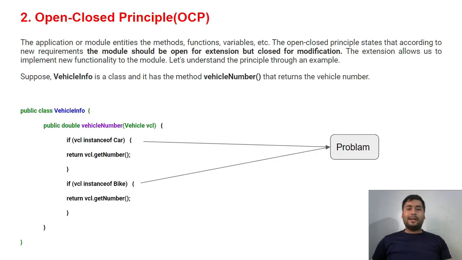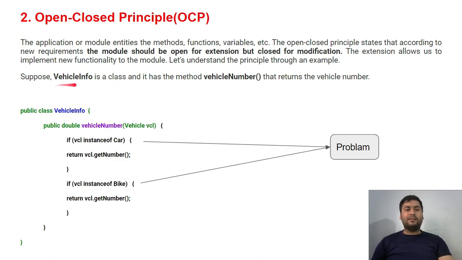Let's go and understand the open close principle. What is the open close principle? Basically, it applies to the application or module, entity, method, function, variable, etc. The open close principle states that according to the new requirement, the module should be open for extension but closed for modification. The extension allows us to implement new functionality in the module. Let us understand the principle through an example.